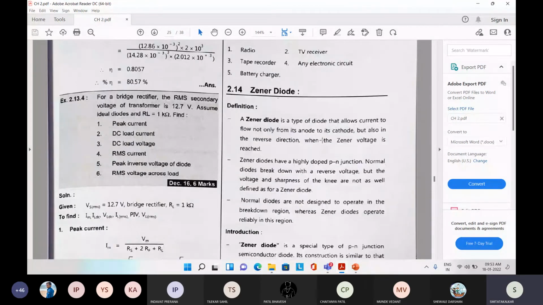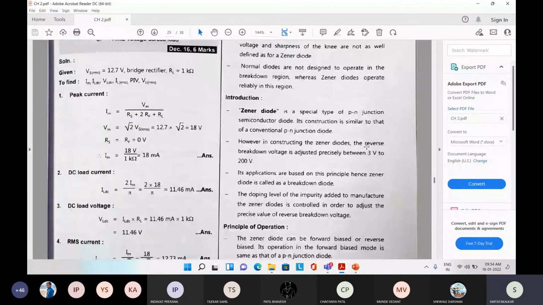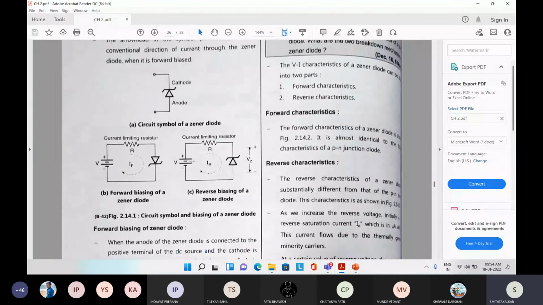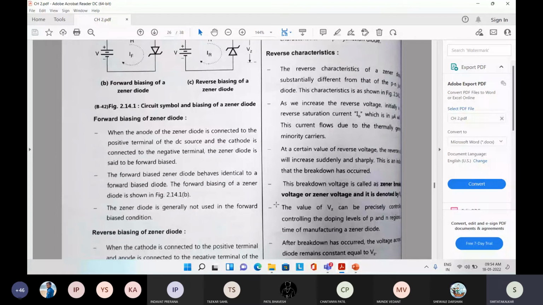What is meant by Zener? Zener is a type of diode. It allows current to flow not only from its anode to its cathode, but also in the reverse direction when the Zener voltage is reached. It works in reverse only, not positive. That reverse working is the reason for the name Zener reverse voltage, and it is mostly used in the reverse bias voltage of the Zener diode.